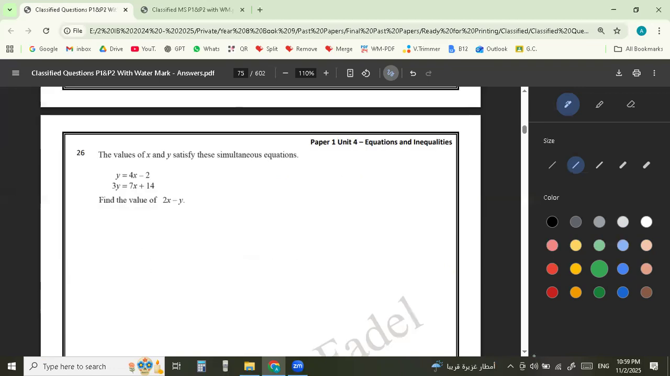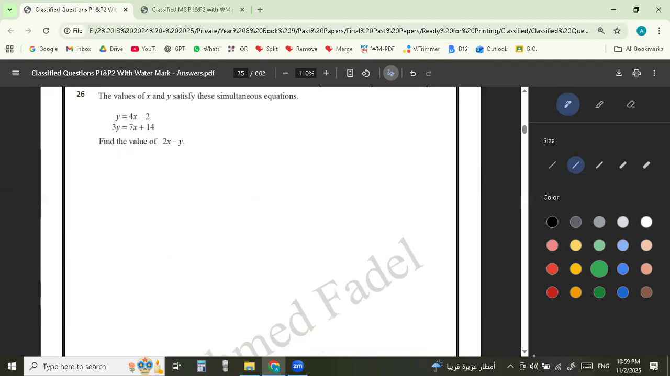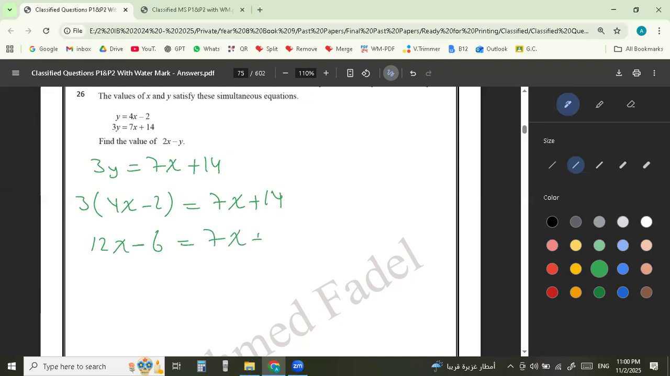All right, here in this simultaneous equation, we're going to definitely use the substitution method. They told us that y is 4x minus 2. So I'm going to use y equals 4x minus 2. But here, in 3y equals 7x plus 14, I'm going to remove the y and write 4x minus 2. So 3 times (4x minus 2) equals 7x plus 14. Expand: 3 times 4x is 12x minus 6 equals 7x plus 14.